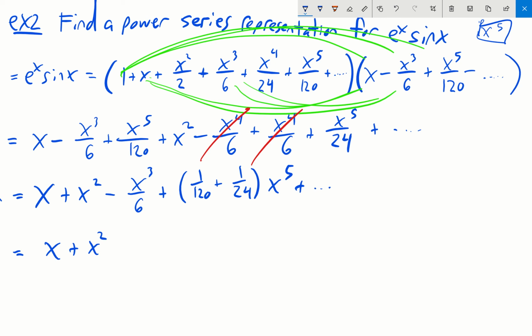And I feel like I'm missing an x cubed term. Let's see if we can squeeze it in here. I think we did miss one. Somehow I totally missed the boat on the x squared over 2 times x. We should actually have an x cubed. Sorry, this multiplication here, I don't recall writing that out. Give me 1 second here.